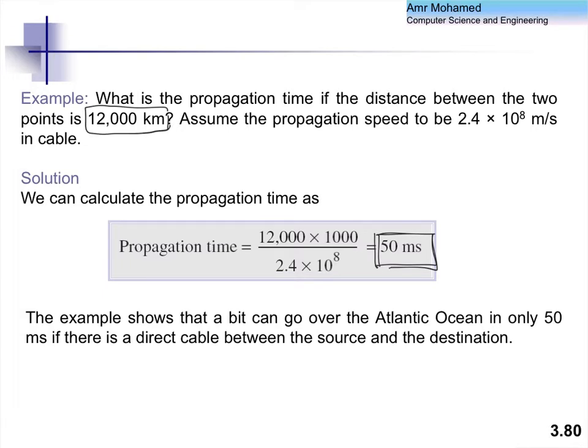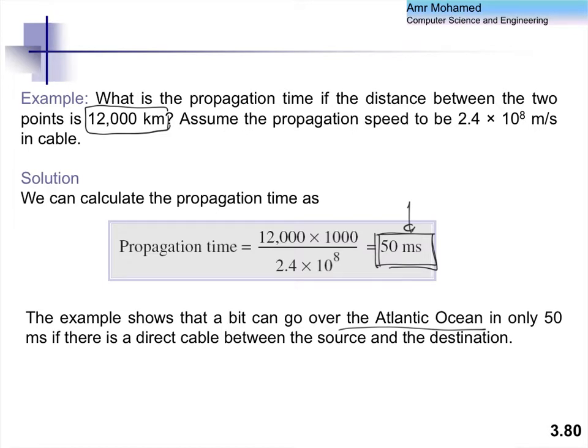50 milliseconds in networks is significantly high, because the distance between the 2 points is extremely large. This is a distance like an undersea cable, so this is huge, and that's why the propagation time is significant. When we go across the Atlantic Ocean, the propagation time becomes significant.